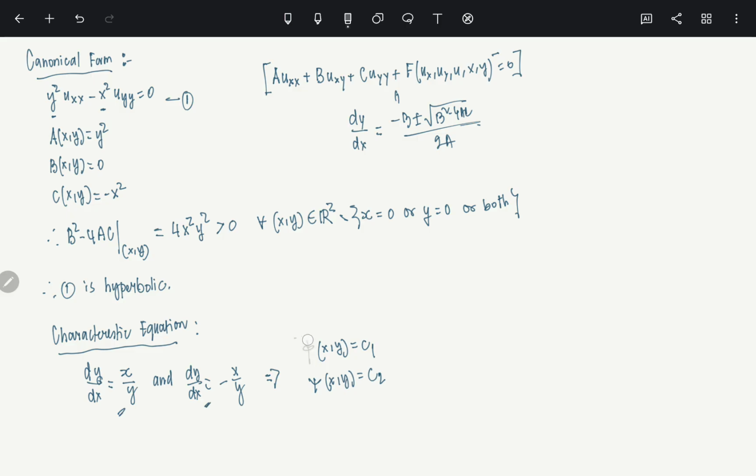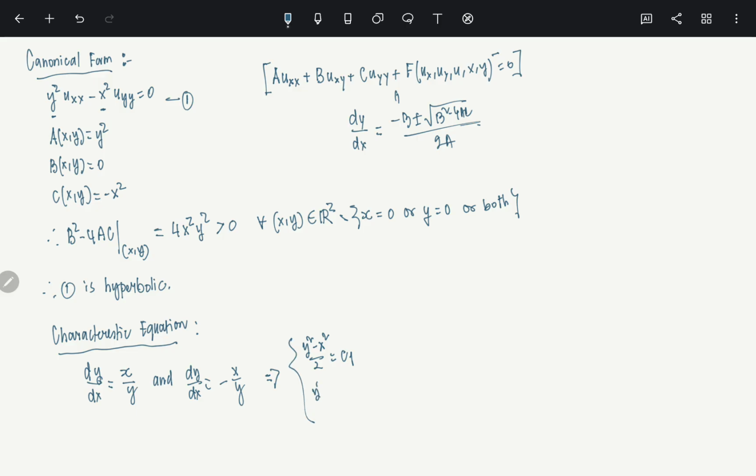Okay, so let's look at it. What is phi and psi? In our case, it will look like this: y square minus x square by 2 equals to c1. Yeah, that's the first thing.